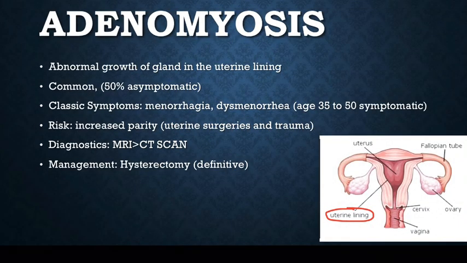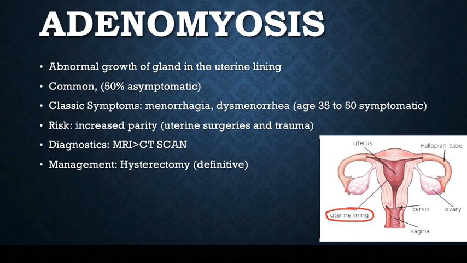Adenomyosis is the abnormal growth of glands in the uterine lining. This disease is common, with over 50% of women being asymptomatic or having minor symptoms that do not annoy them enough to seek medical care. Classical symptoms include prolonged or heavy bleeding and painful menstruation, common in women ages 30s to 50s. The disease is associated with women with increased numbers of pregnancy.